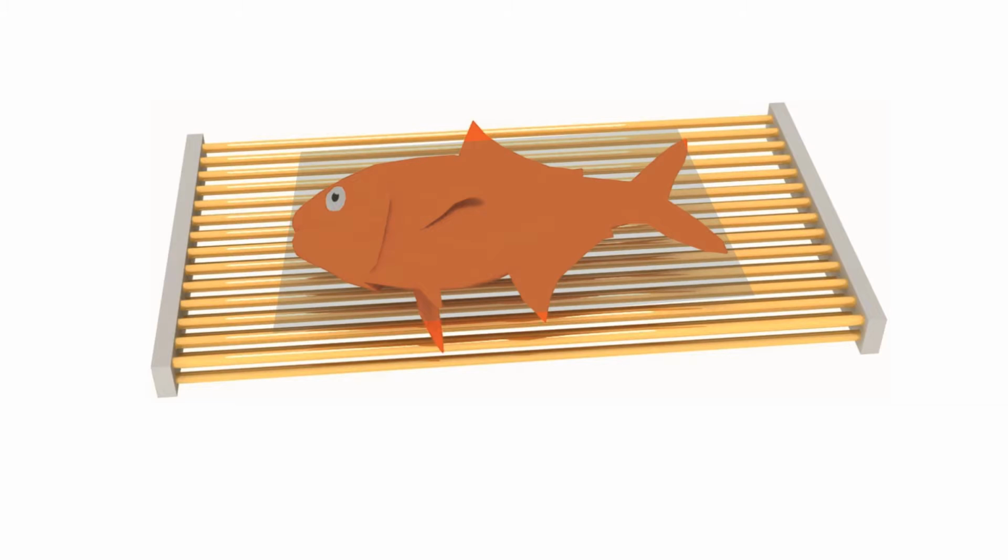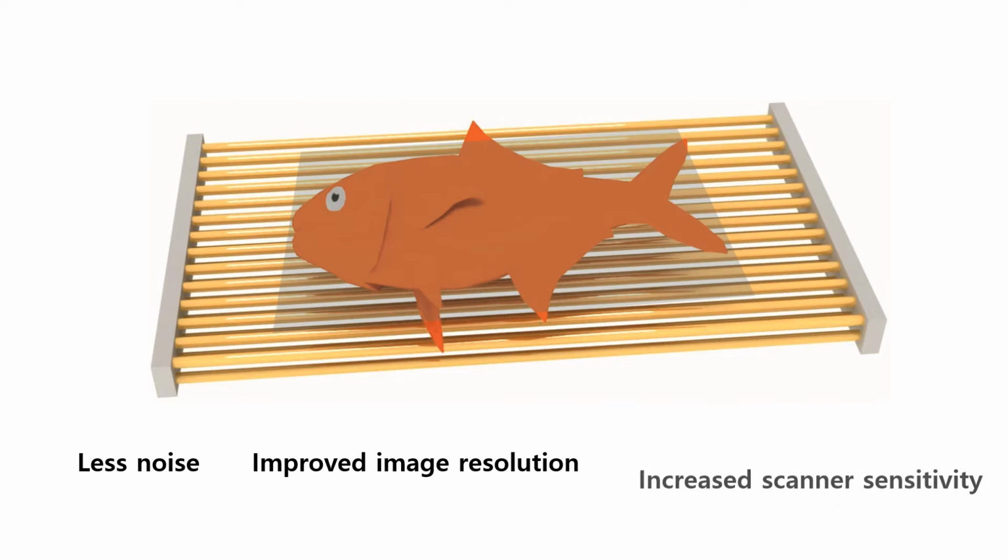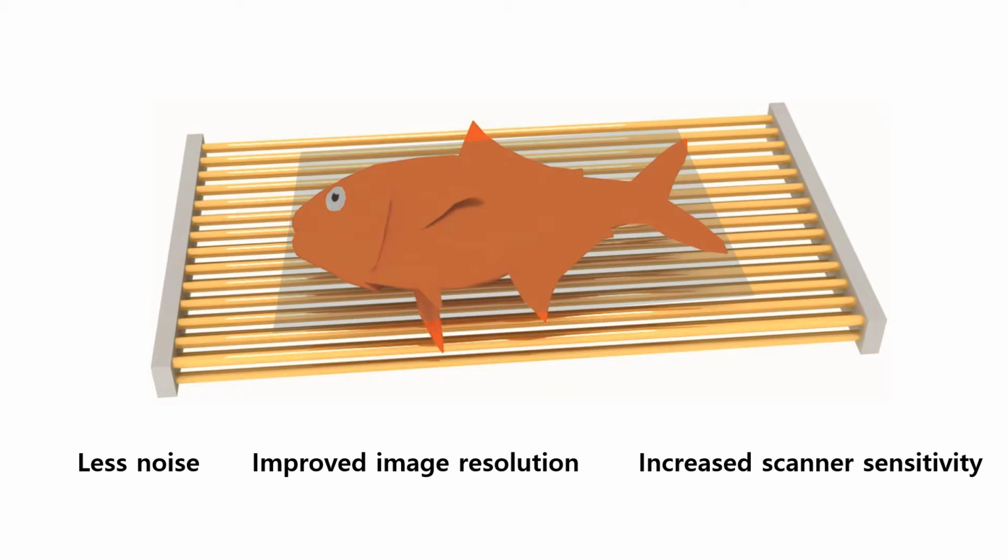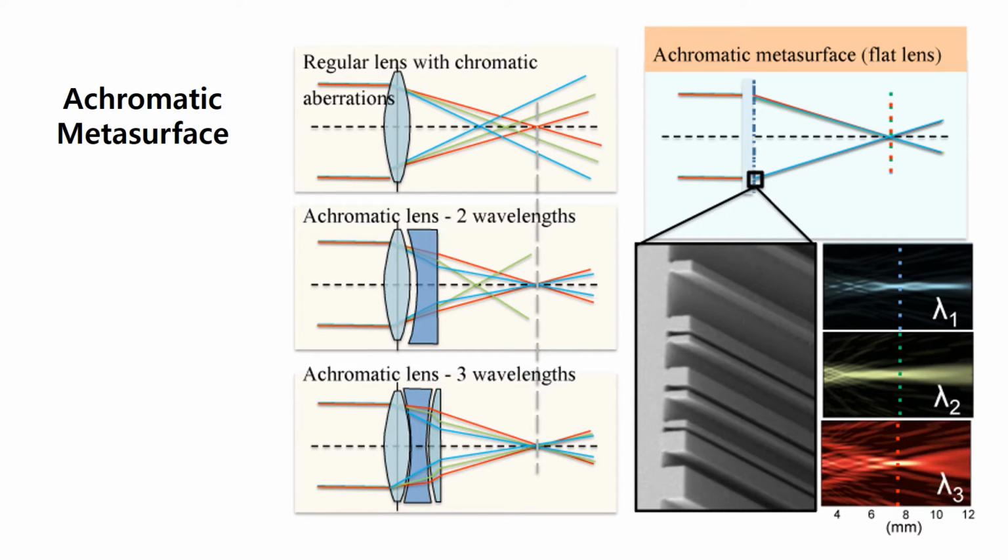This is achieved by placing an array of metallic surface between the object and the scanner. Sub-wavelength manipulation is used to enhance the radio frequency of the magnetic field, resulting in less noise, improved image resolution, and increased scanner sensitivity. Another application of metasurfaces is being implemented at the Capasso lab at Harvard University.